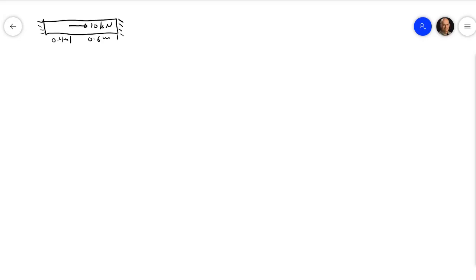We can draw a free body diagram and suppose that the reactions are opposite to the applied load. Let's call this B, C, and D. So this is the reaction at D and the reaction at B.